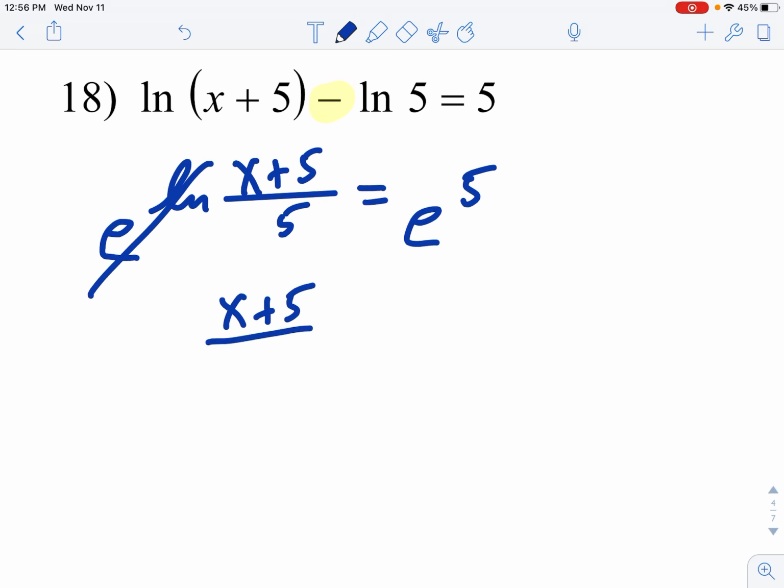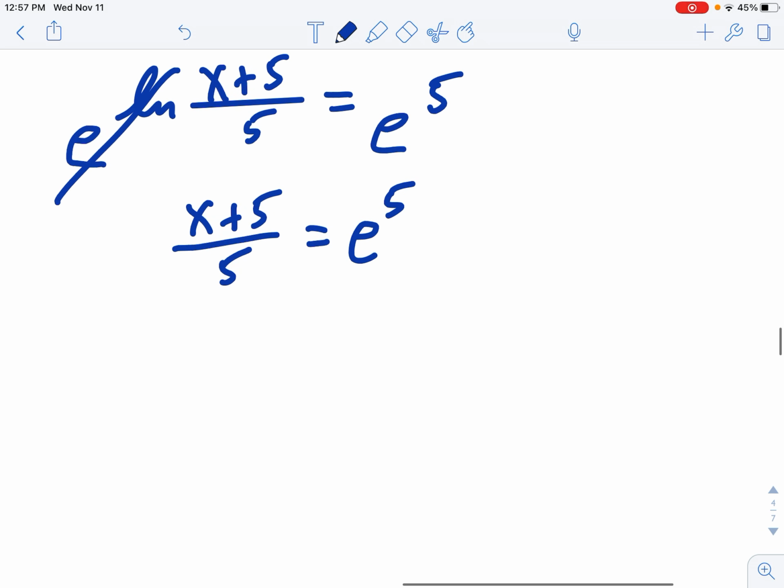X plus 5 over 5 equals... So now what's e to the 5th? You have two options here. Grab a calculator, type in e to the 5th. You will get a decimal. It's the type of decimal that goes on forever, like pi. Then you have to round it off and keep working it out. So that's one option. The other option is just to leave it e to the 5th. Even though e is a number, you treat it like a variable and then continue your work.